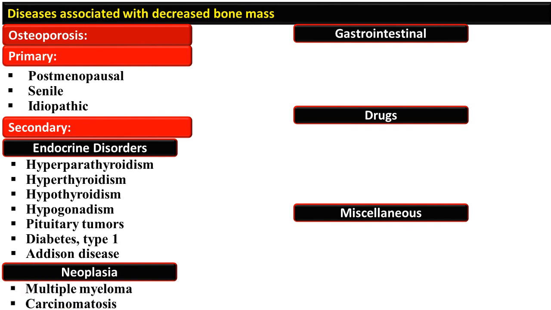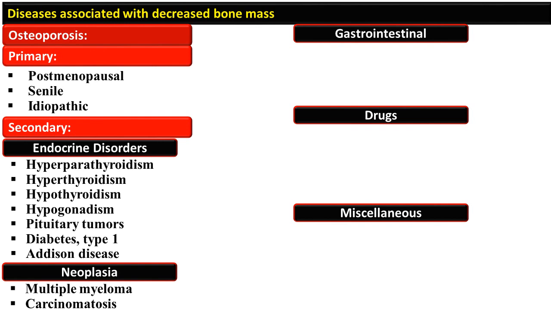Then neoplasia: various neoplasias are also associated with osteoporosis, such as multiple myeloma. What happens in multiple myeloma? The plasma cells are abnormal or malignant. These malignant plasma cells secrete osteoclast activating factor, and this osteoclast activating factor is in fact responsible for the damage. Osteoporosis is also seen in various leukemias and lymphomas.